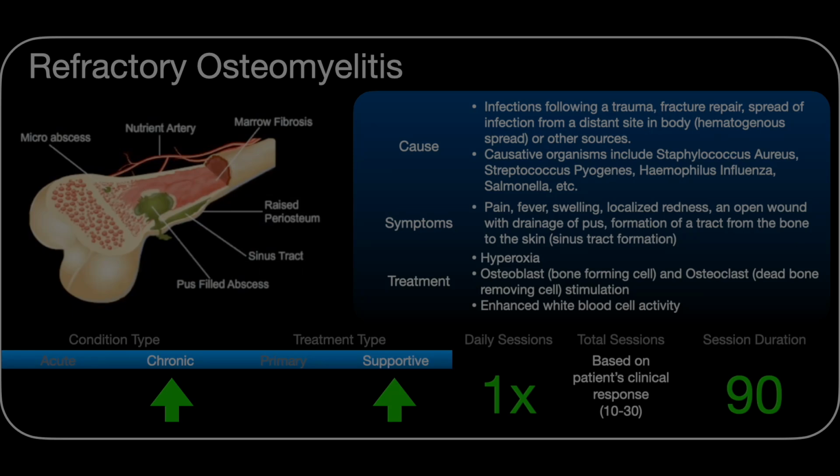The treatment of hyperbaric oxygen therapy in the context of refractory osteomyelitis relies on hyperoxia, the formation of osteoblasts and osteoclast stimulation, as well as enhanced white cell activity. The patients are usually treated once a day. The total number of sessions would be determined by the patient's clinical response, which could be up to 30 sessions.